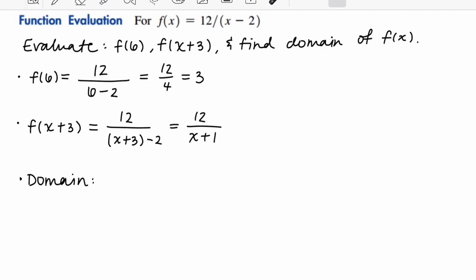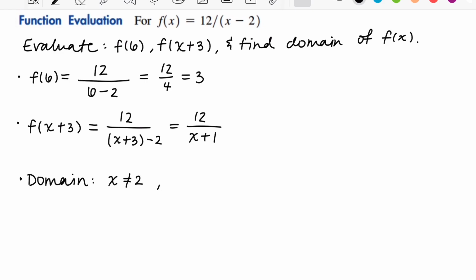So this tells us that our domain will be all real numbers besides those numbers that will make us divide by a 0 here. And it's pretty clear that that excludes just 2. If we were to plug 2 in here, we would get 12 over 0, which is undefined. So this means our domain is all real numbers except 2. And that's how we would write that.